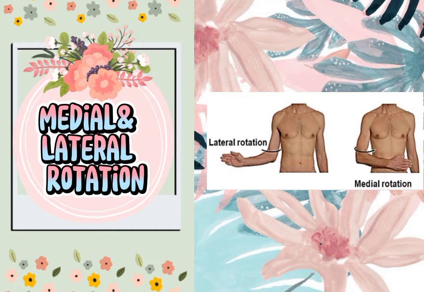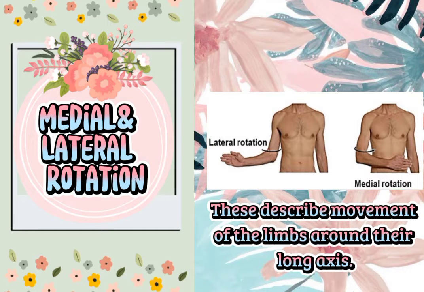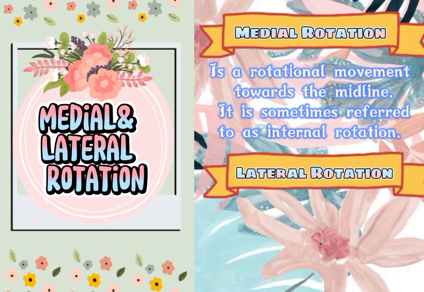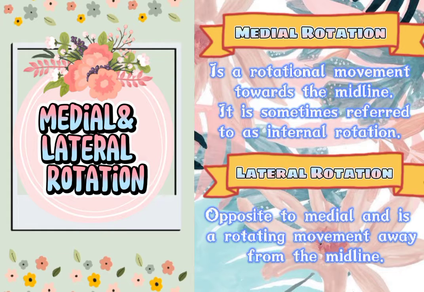Medial and lateral rotation describe movement of the limbs around their long axis. Medial rotation is a rotational movement towards the midline. It is sometimes referred to as internal rotation. While on the other hand, lateral rotation is opposite to medial rotation. It is a rotating movement away from the midline.